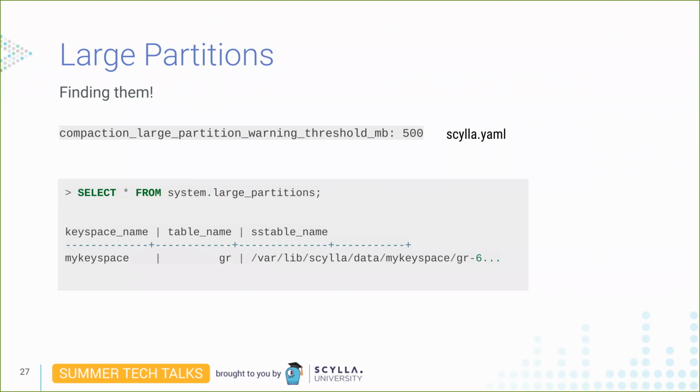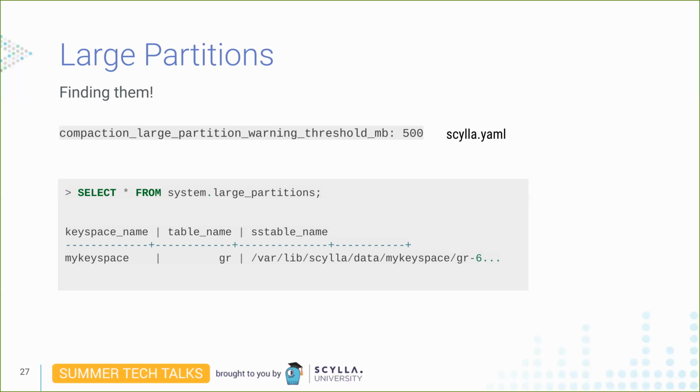And how do we configure this? Well, the large partition detection threshold can be set in the Scylla YAML file with the compaction_large_partition_warning_threshold parameter, which defaults to 100 megabytes. So you can use whatever you find relevant for your use case. Each partition bigger than this threshold is going to be reported in the large partitions table and generate a warning in the log. So you can also set up alarms on your logging systems.